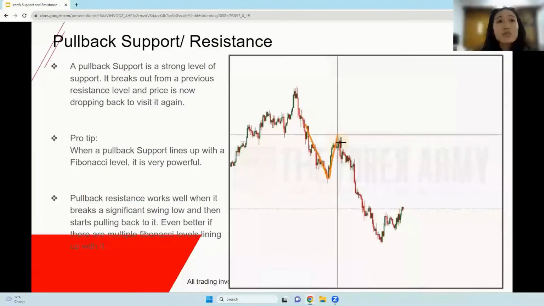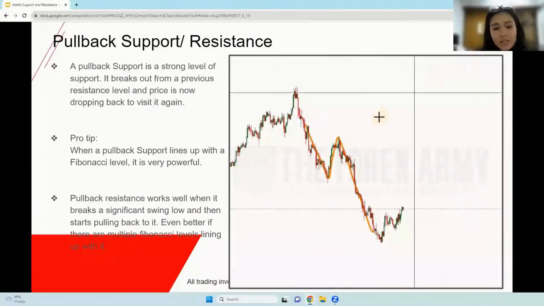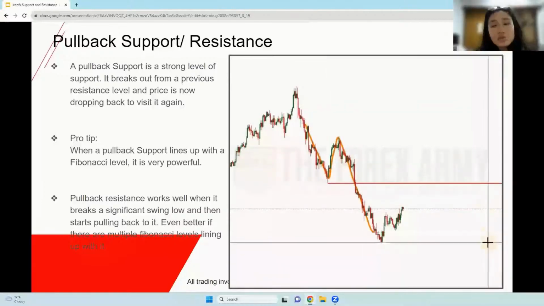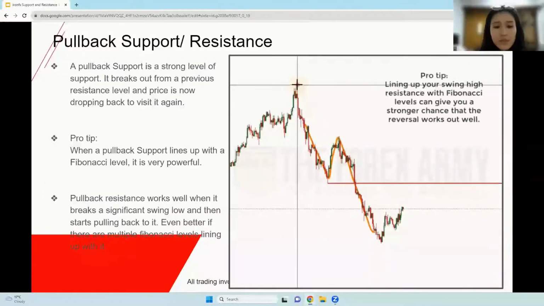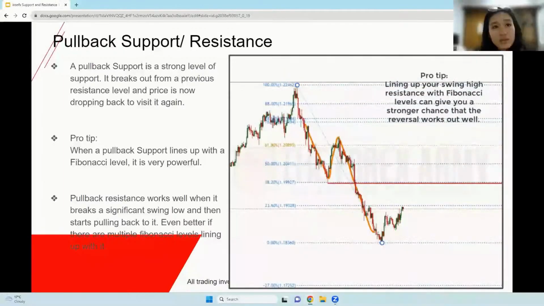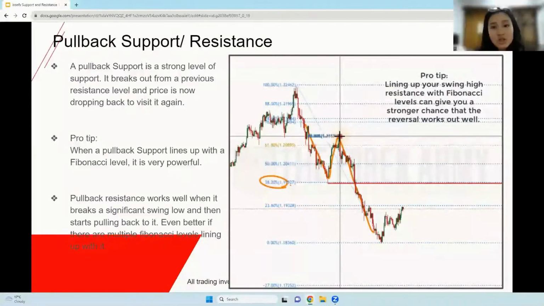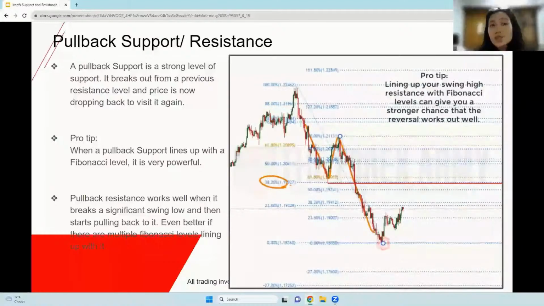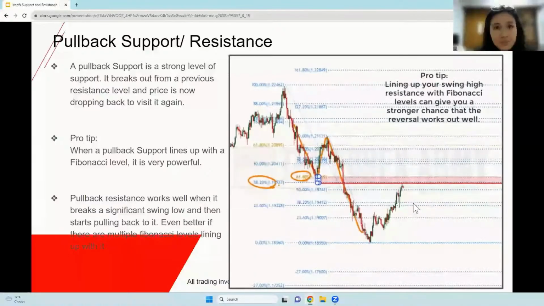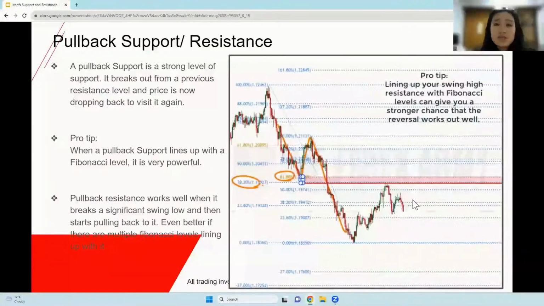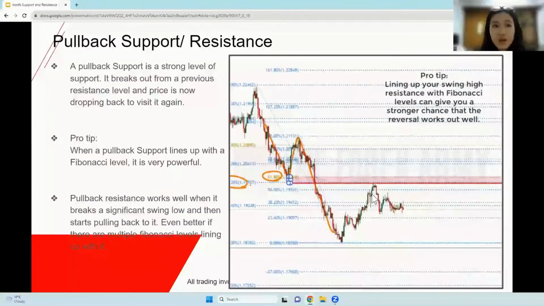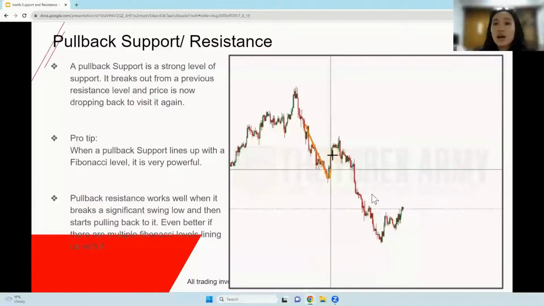Firstly, we have pullback. Pullback, from the name, suggests we are expecting price to pull back to a certain level. It's basically a strong level of support because it breaks out from a previous resistance level and price is now dropping back to visit it again. In this case, we're just talking about the pullback support first. If you take a look at the GIF, this is a pullback resistance, so just ignore that for now.